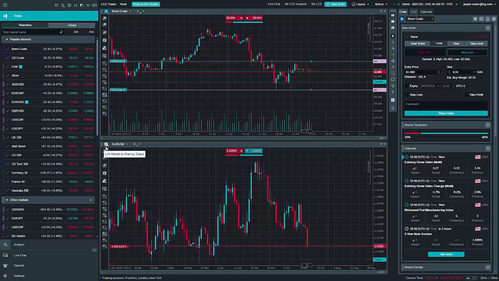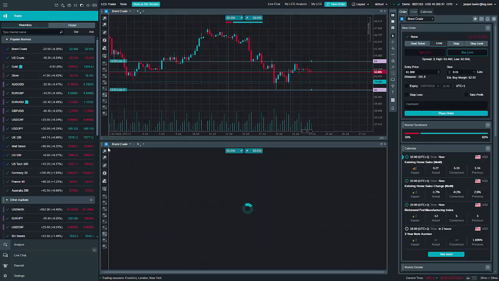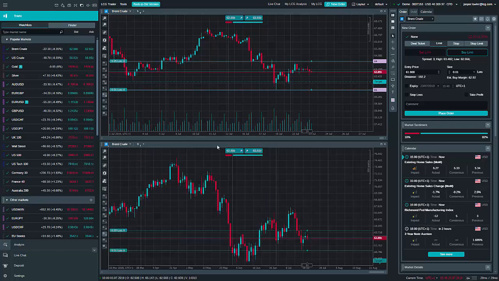This chart down here is not, so you can see there's this red strike through it. You link charts together by color coding. So now both these charts are Brent crude. This shows the daily chart. This shows the 4-hour chart.